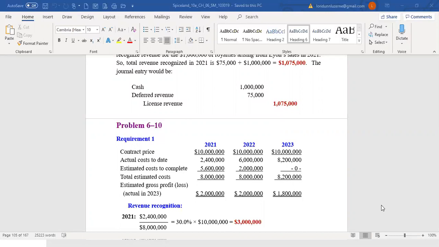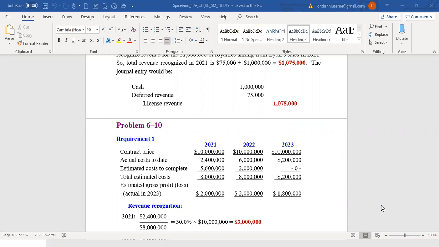They expect to spend another $2 million next year. So at the end of year 2, they're still expecting only to pay a total of $8 million to make revenue of 10. So their gross profit, $2 million.